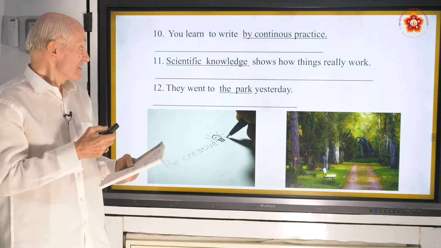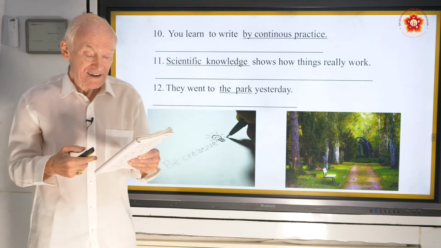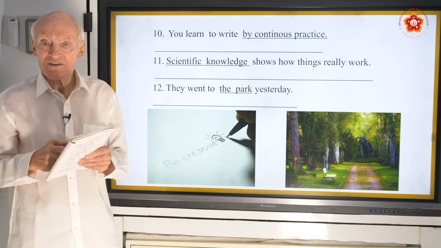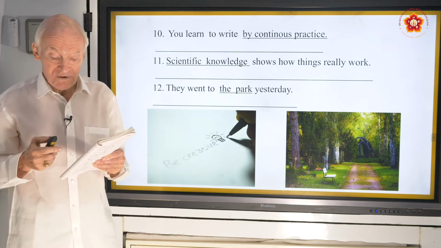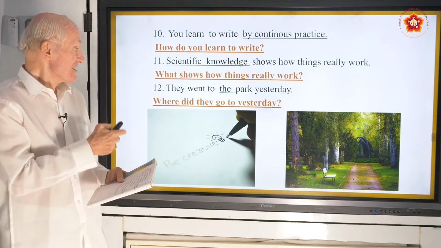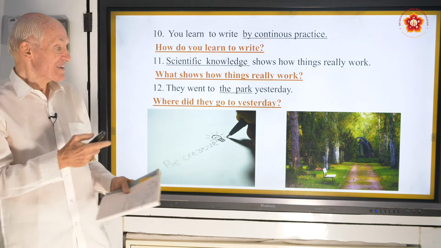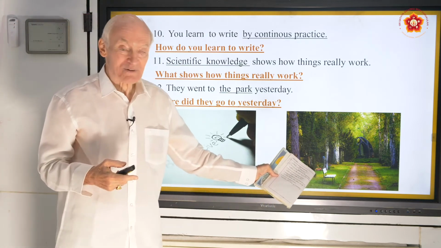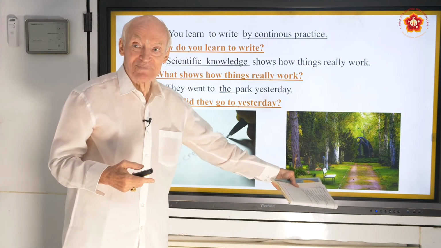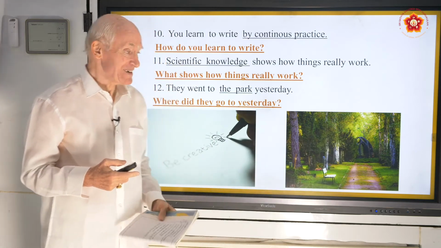Let's go ahead. They went to the park yesterday. So we want to know where these people went yesterday. That's our question. So the question is, where did they go yesterday? Here we have a picture of the park. This is where they went. They sat here on this bench in the sunlight. They had a great time.